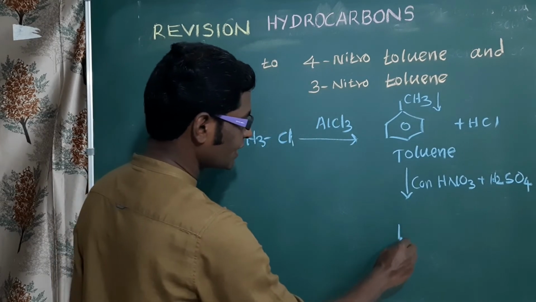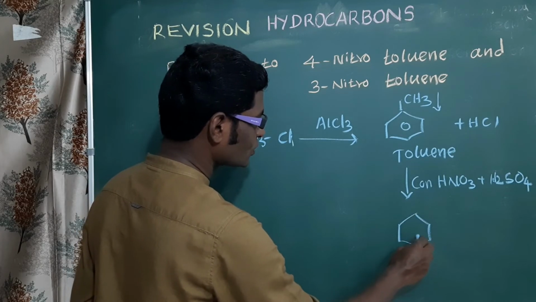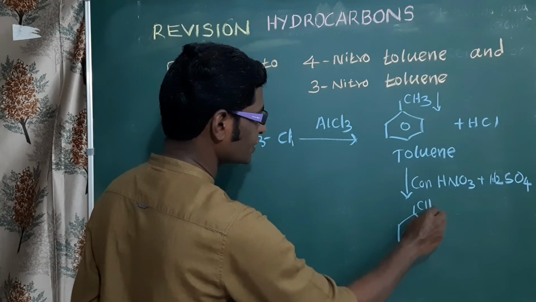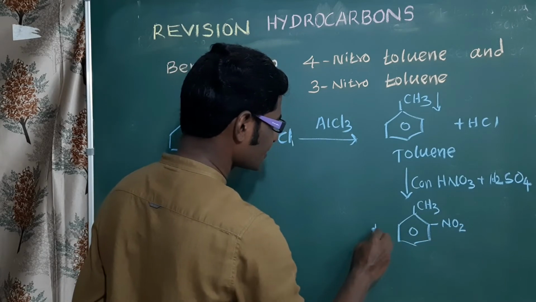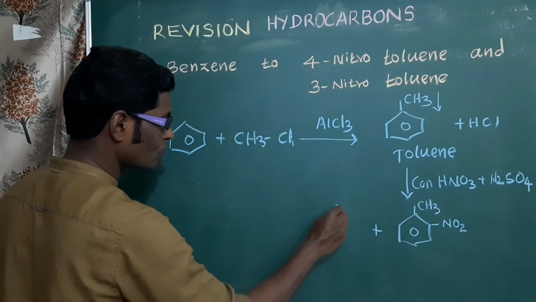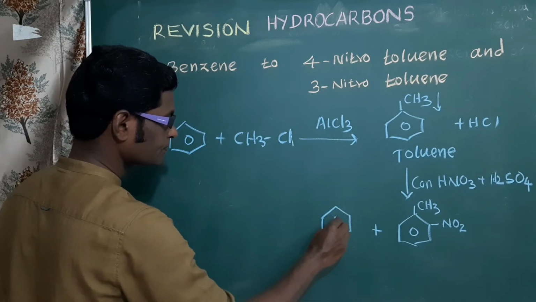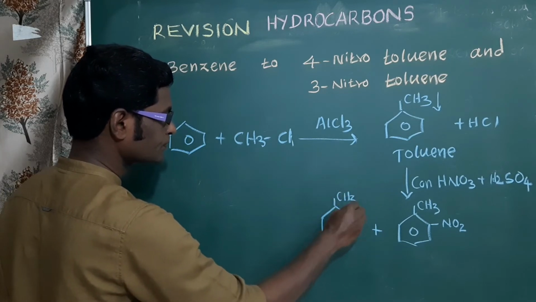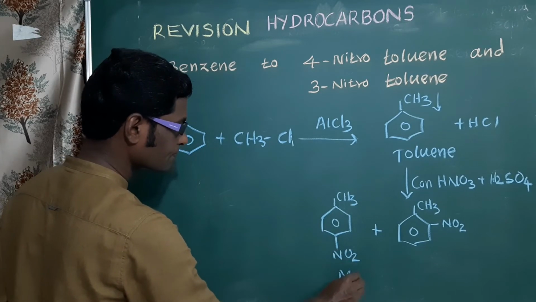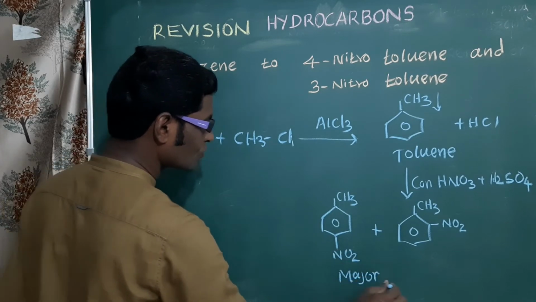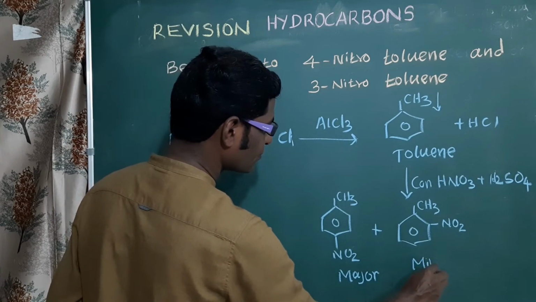Now nitration takes place in both ortho and para position. We will get ortho nitrotoluene as well as para nitrotoluene. This para nitrotoluene will be major, ortho nitrotoluene will be minor product.